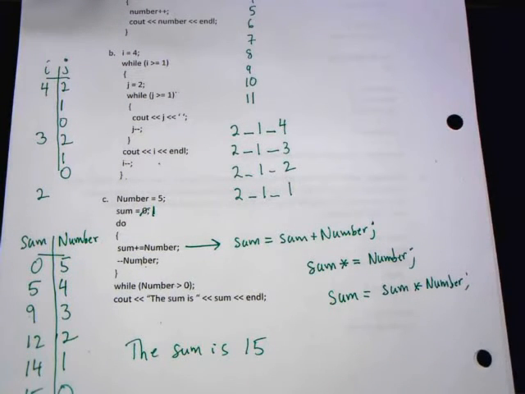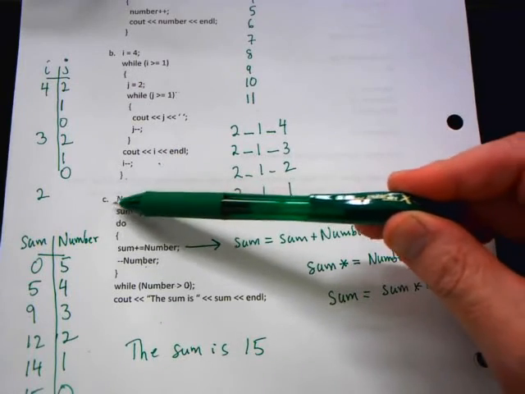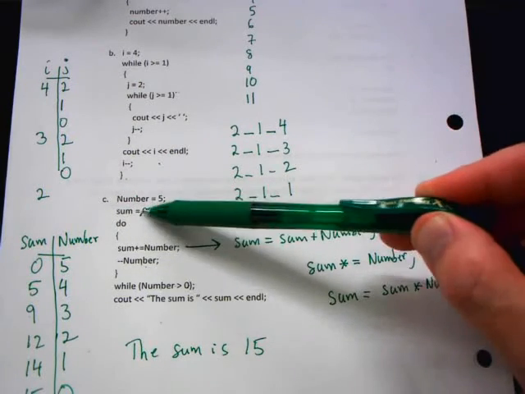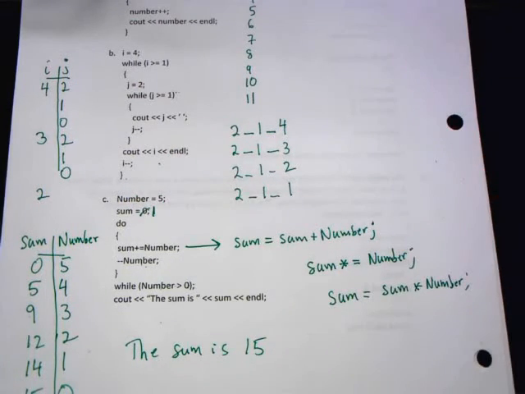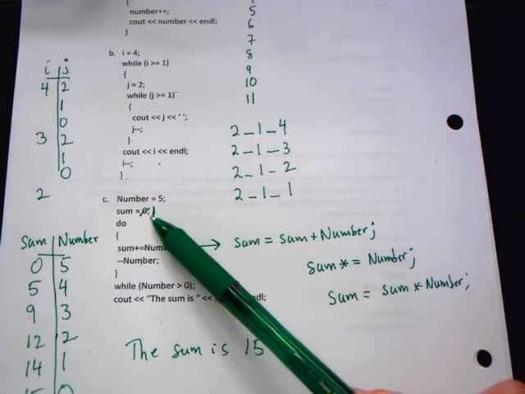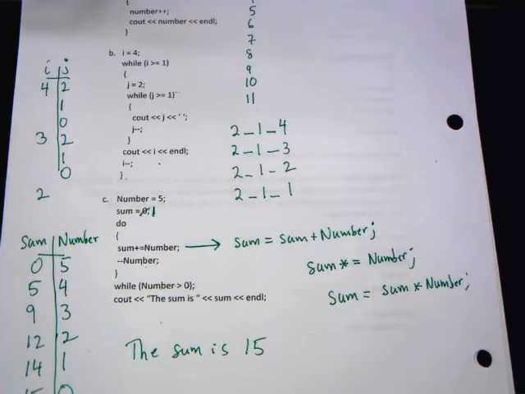Because if you started it at 0, 0 times anything is going to be 0, and your answer is going to be 0. So watch out for that. If you're doing something where you want to add a bunch of stuff up, you want to start it at 0. If you're doing something where you want to multiply a bunch of stuff together, you start it at 1. Questions on that?